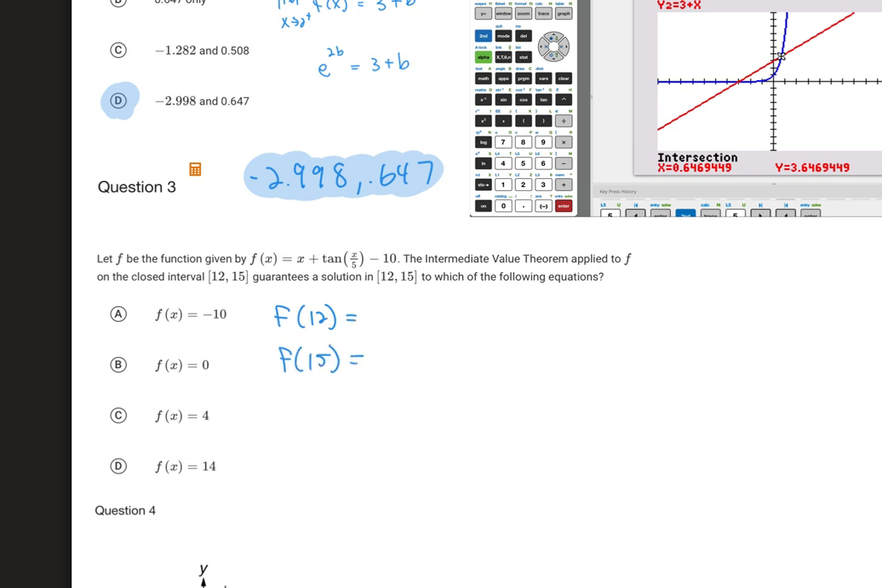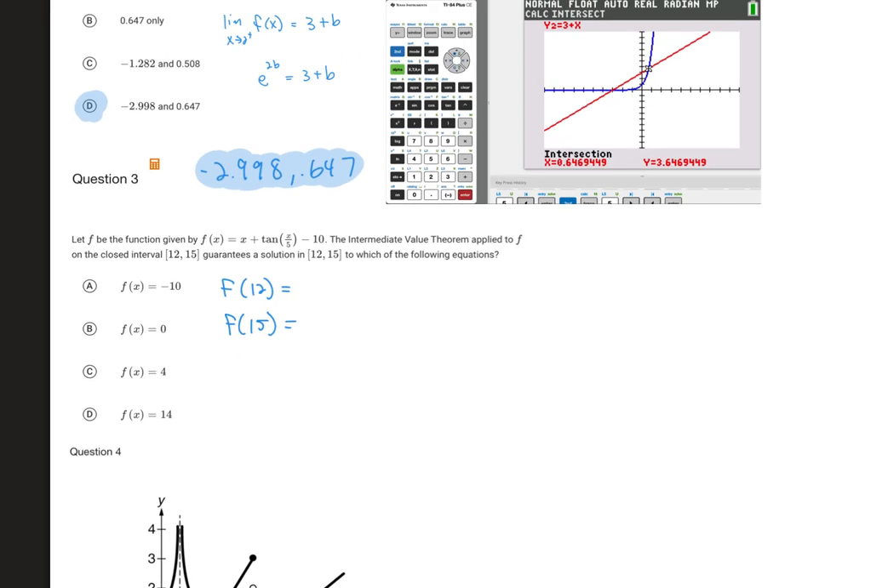And whatever these two y values are of this function at 12 and 15, we know that the function has to pass through every y value in between these. So if this was like 10 and this was 20, the function would have to pass through every y value in between 10 and 20. Or you could say the function would have to equal any y value in between 10 and 20. Okay, so let's figure out what these y values are by plugging this into the calculator.